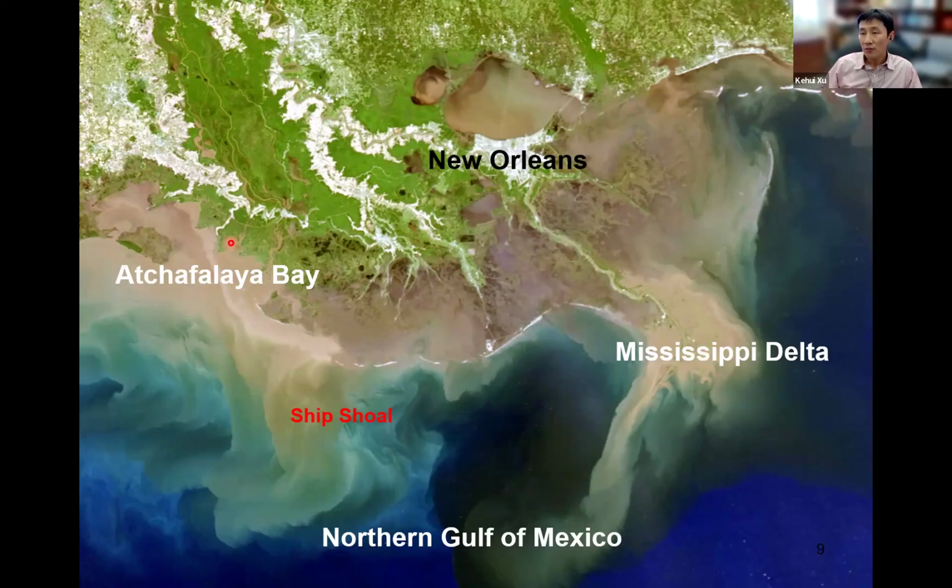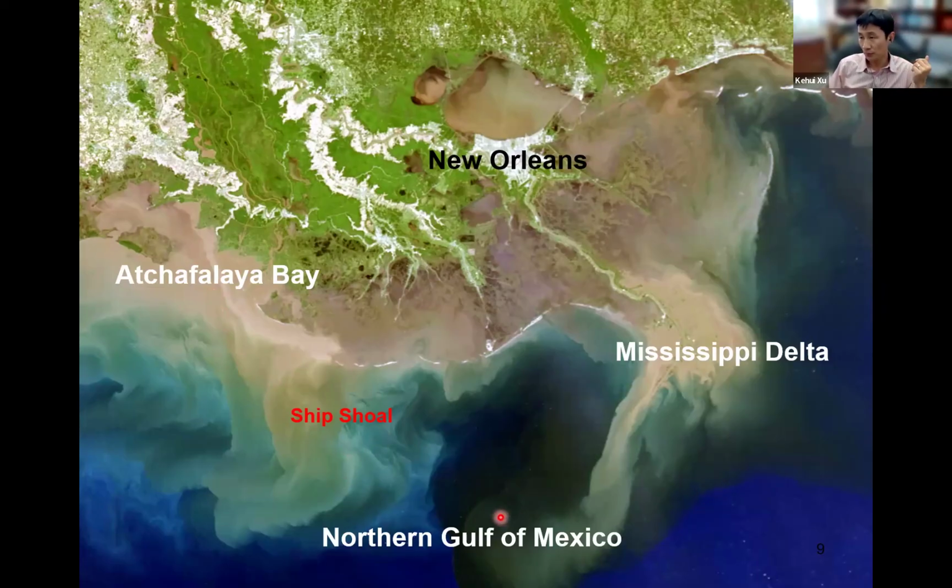And then we have the Atchafalaya River flowing through Atchafalaya Bay. And here there are two small deltas. The west one is called the Wax Lake Delta, and the east one is called the Atchafalaya Delta. Okay, so here I also mark the location of Ship Shoal because later I will talk about this large sandy shoal and how the Atchafalaya Bay sediment plume impacts this shoal.